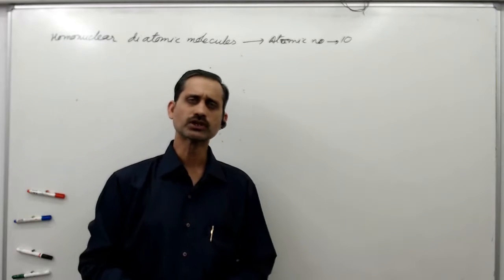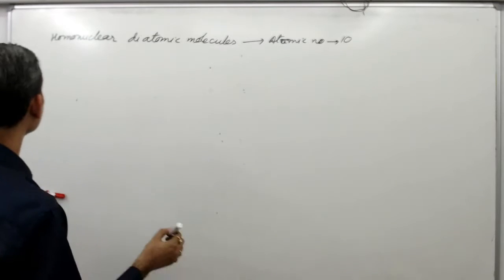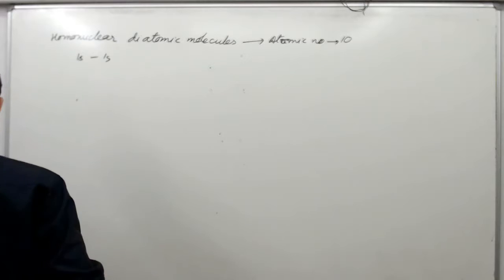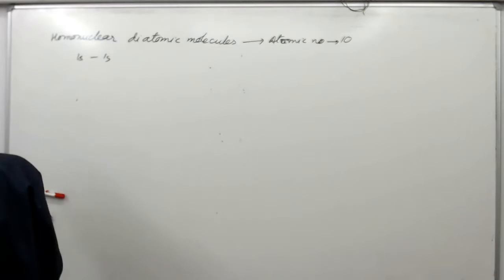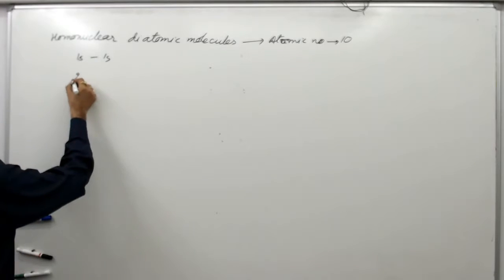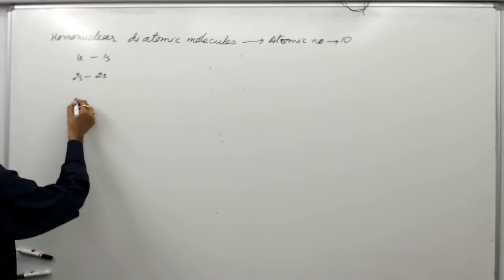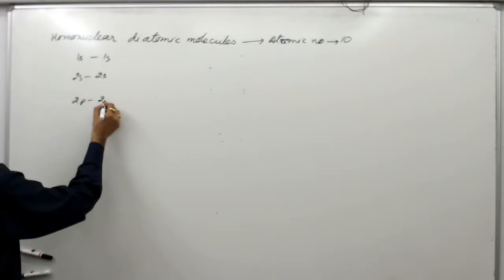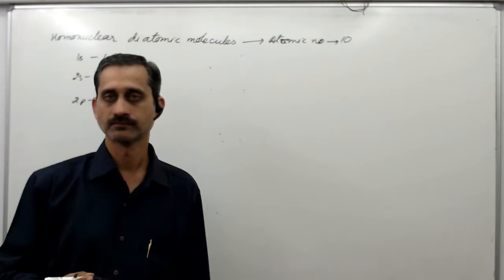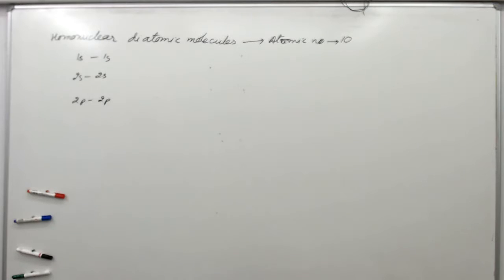And when we are going to talk about this arrangement, we are going to have just something like 1s with 1s. We have the overlap of 2s with 2s, and we have the overlap of 2p with 2p. That's it. We are not going to talk about any further overlaps. So that is what we have as homonuclear diatomic molecules till atomic number 10.